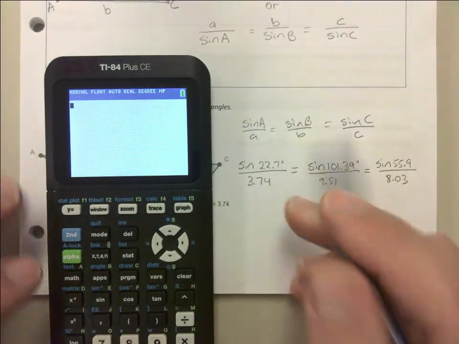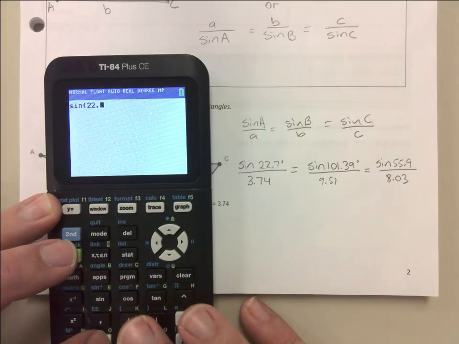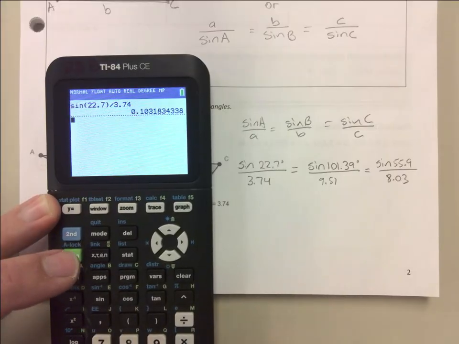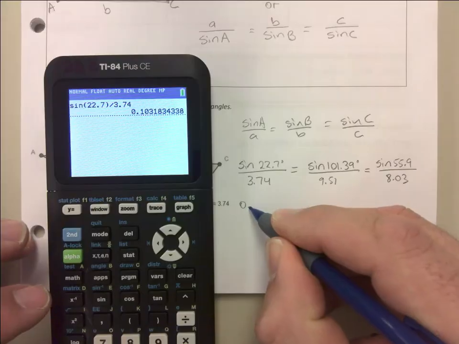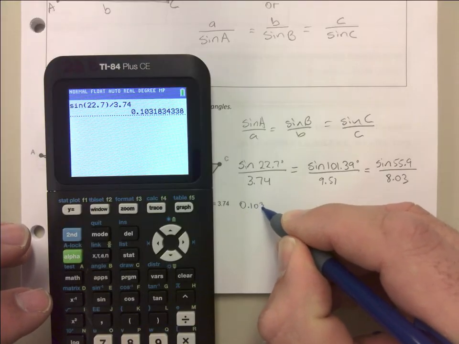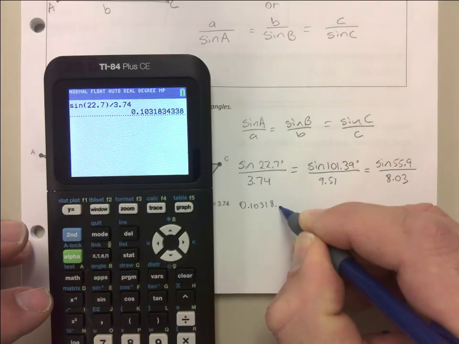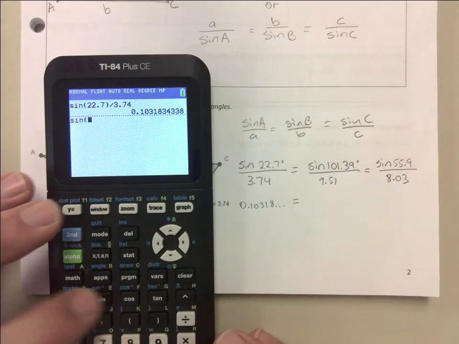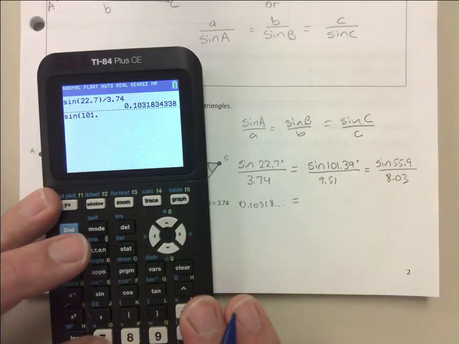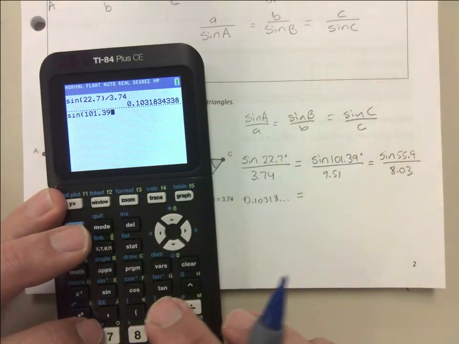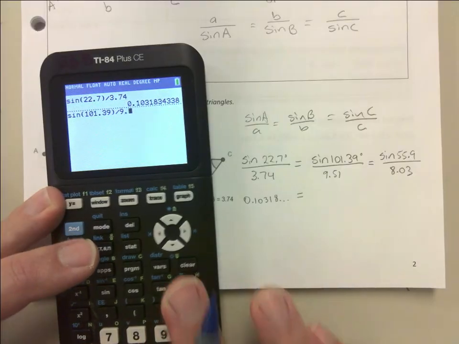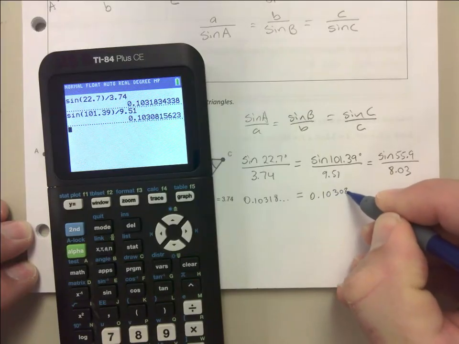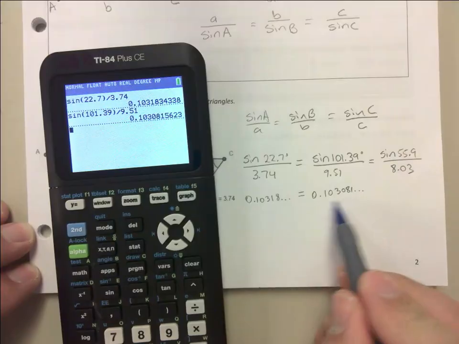Now let's try this. So we're going to go sine of 22.7, close the bracket there, and divide it by 3.74. And we get 0.10318, and that keeps going. And now we're going to try the middle, sine of 101.39, close that bracket, divided by 9.51. You get 0.103081, and that keeps going. So far we're doing good.